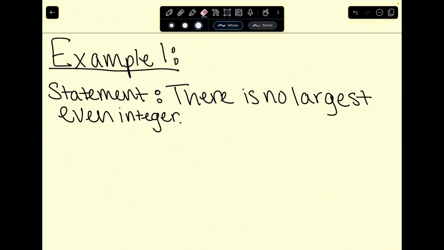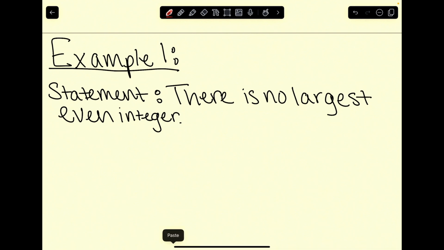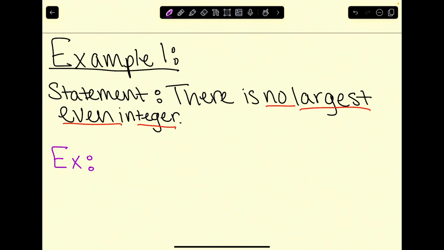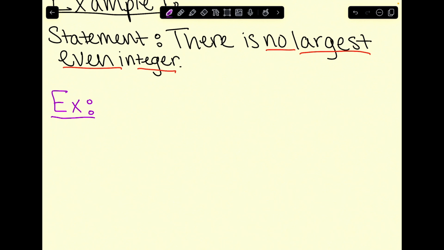We have a statement that says there is no largest even integer. So we want to prove that there is no largest even integer. Well, let's examine what that means. If you recall, in the previous video where I talk about direct proofs, I use a couple of examples that deal with even integers, and I talk a lot about the definition of an even integer in that video. So if you want to reference that video, you can pause right here and go look at it now. But for now, we're going to continue with this example.